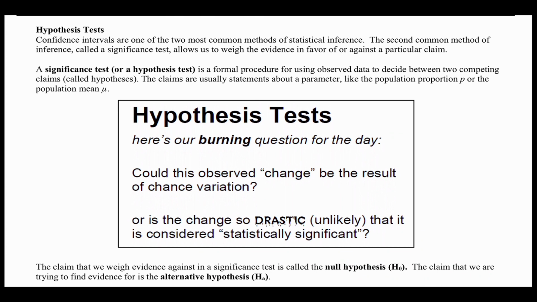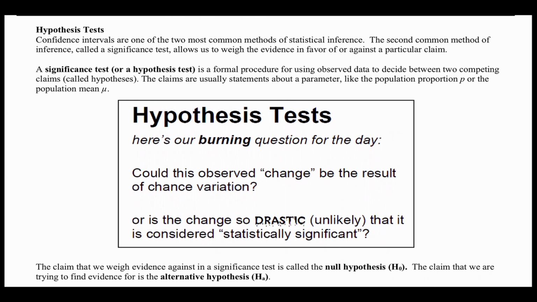The second common method of inference is called a significance test. Hypothesis tests, significance tests, they're the same thing. Sometimes they're called hypothesis tests, sometimes they're called significance tests. You'll always have the word test in there, though. It allows us to weigh the evidence in favor of or against a particular claim. This is what we're going to do.